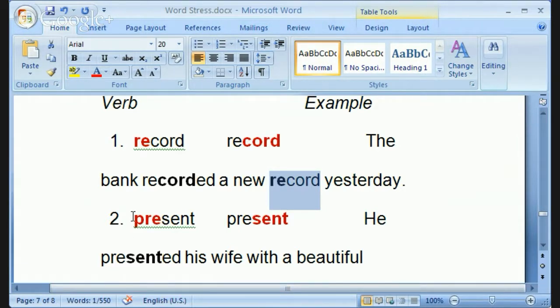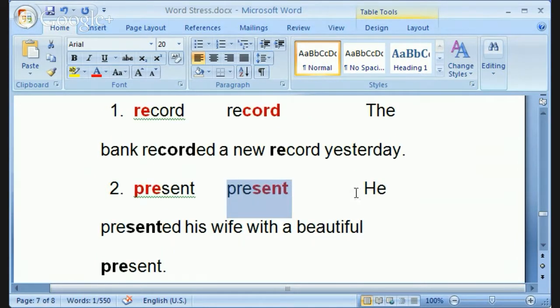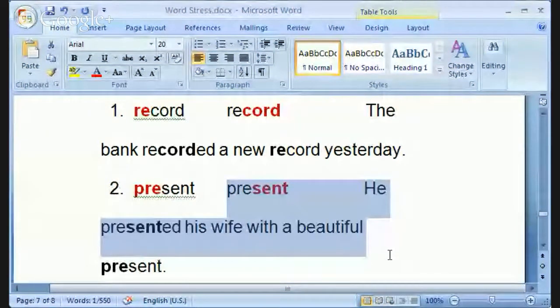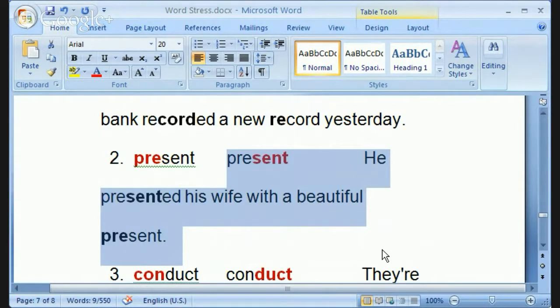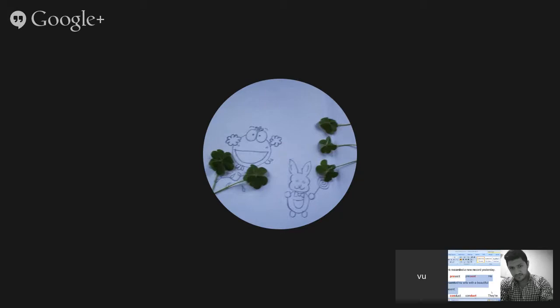Vu. All right. Here we have another word. The verb present, or the noun present. All right. Vu, try reading this sentence here. He presented his wife with a beautiful present. That was a little backwards. Try one more time. He presented his wife. Presented his wife with a beautiful present.